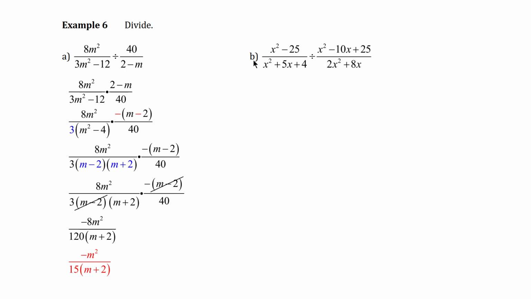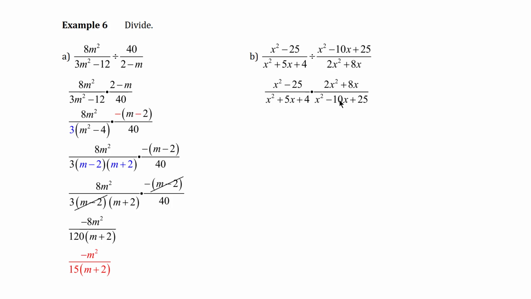Moving on to part B, we have x² - 25 over x² + 5x + 4 divided by x² - 10x + 25 over 2x² + 8x. First, we're going to flip the second fraction and change the operation from division to multiplication. The result is x² - 25 divided by x² + 5x + 4 times 2x² + 8x divided by x² - 10x + 25.